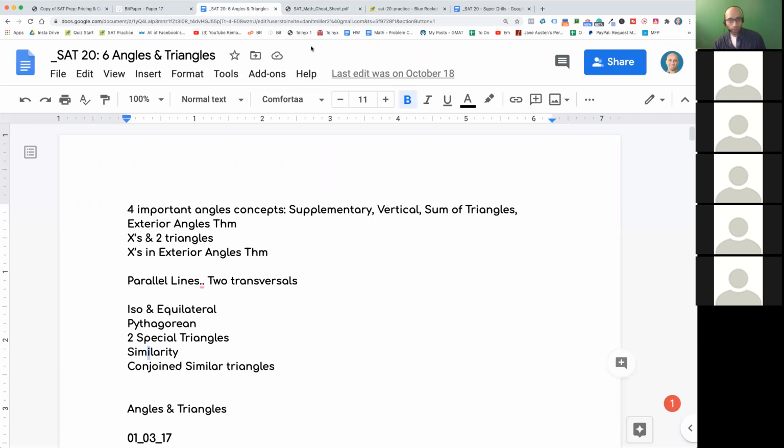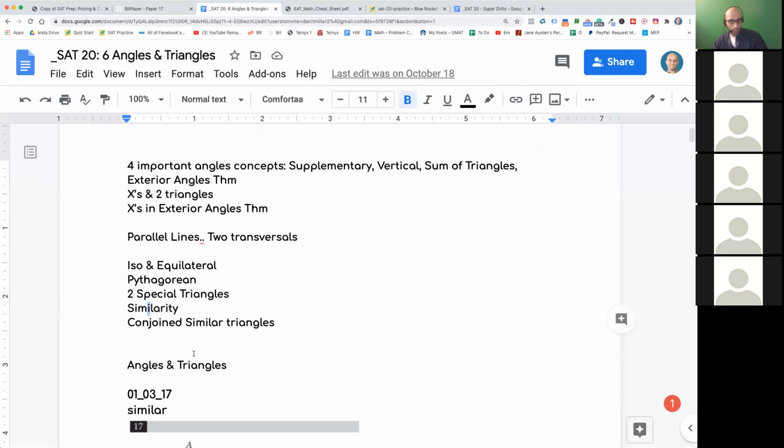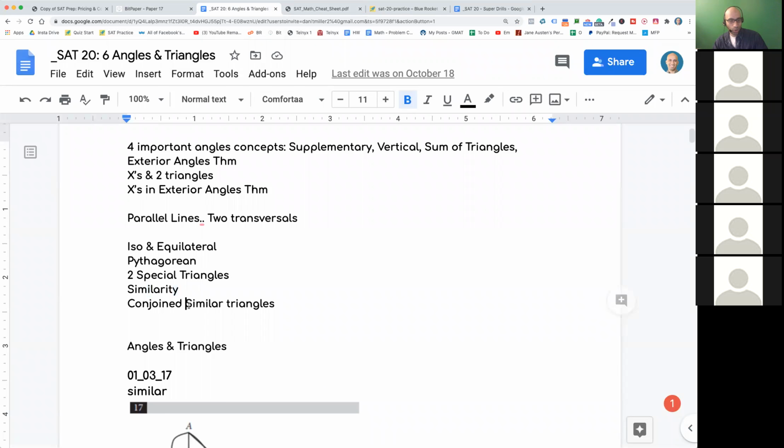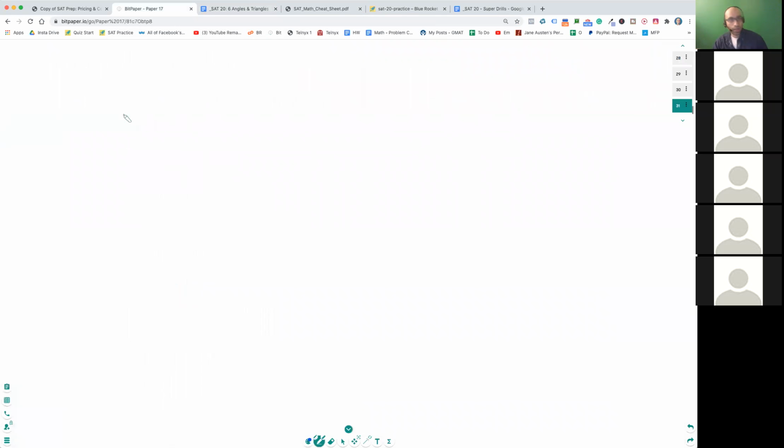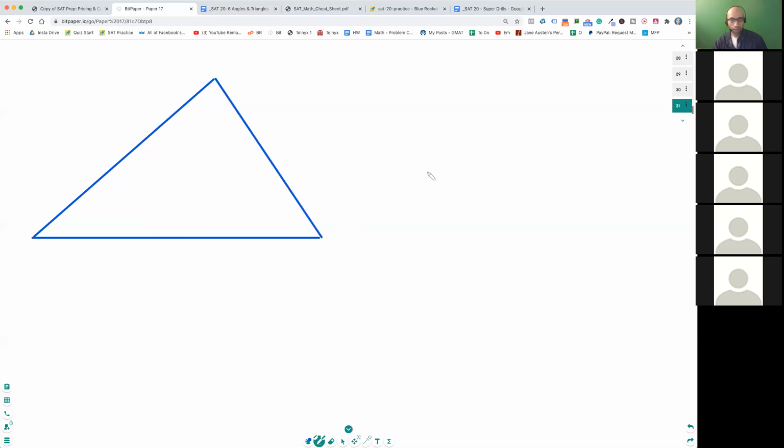Okay, so with that, let's work on similarity and similar triangles. Okay, so similarity parts. Similar triangles. Let's see some similar triangles. Okay, so here we are with similar triangles.